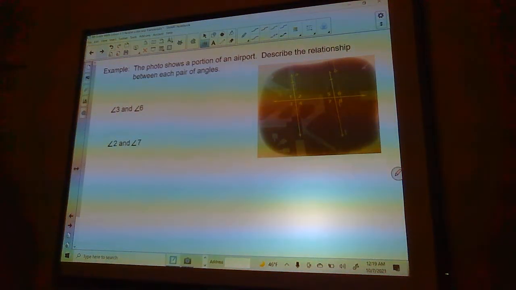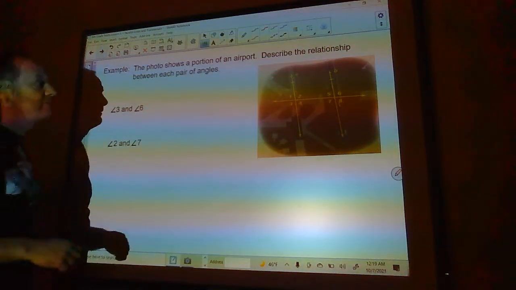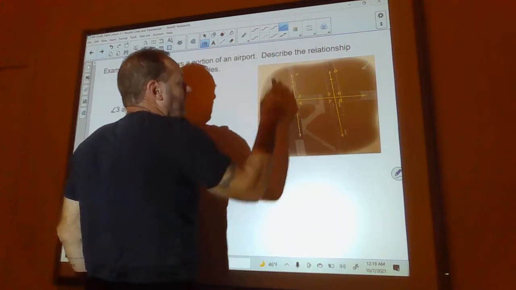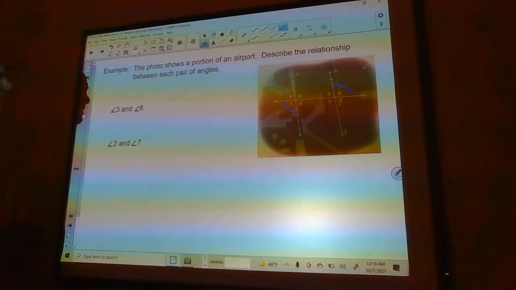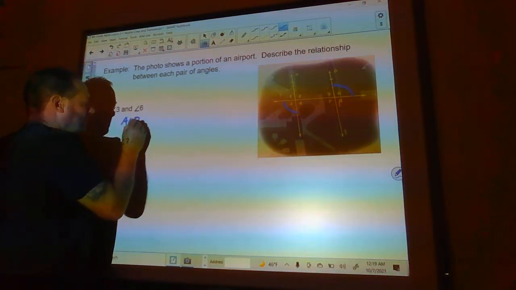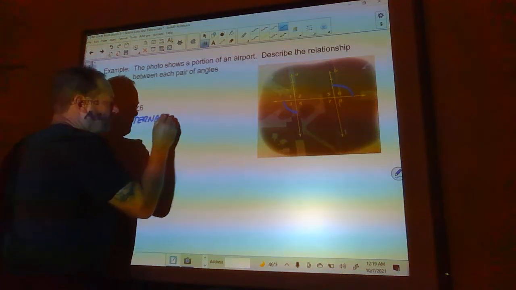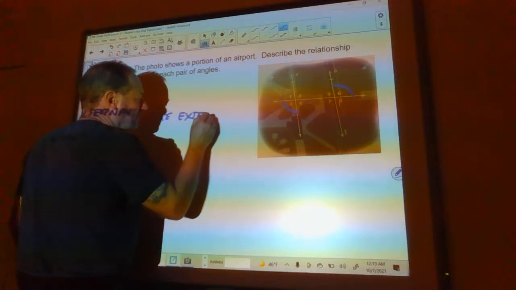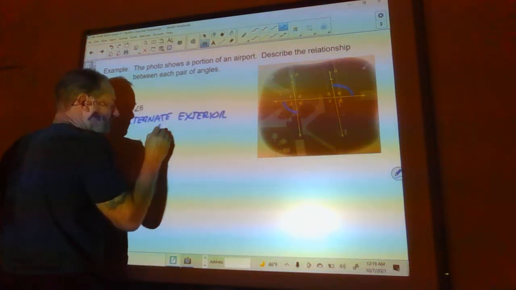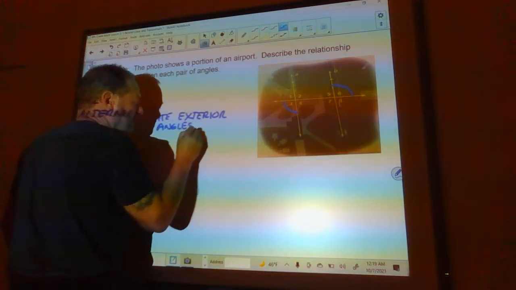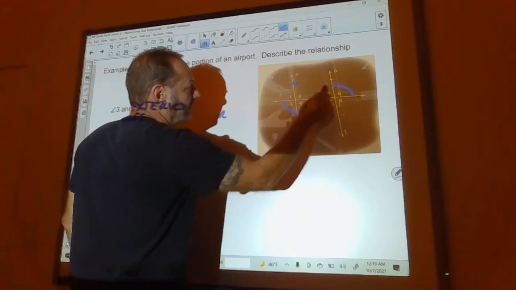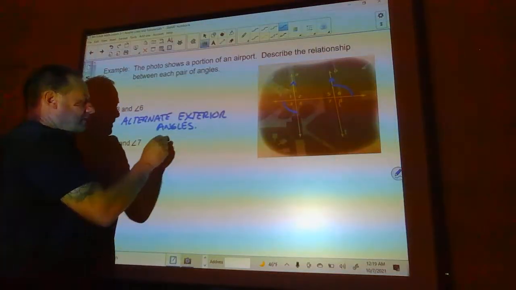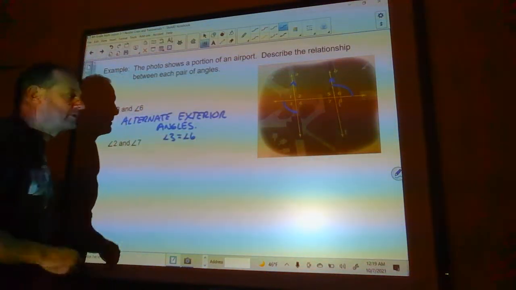Okay, the photo shows a portion of an airport. Describe the relationship between each pair of angles. So angle 3 and angle 6. So angle 3 would be this angle right here. Angle 6 would be that angle right there. Those would be alternate exterior angles. And we know that if these two lines are parallel, which they are, it shows a little parallel sign right here and right here, then angle 3 is equal to angle 6.